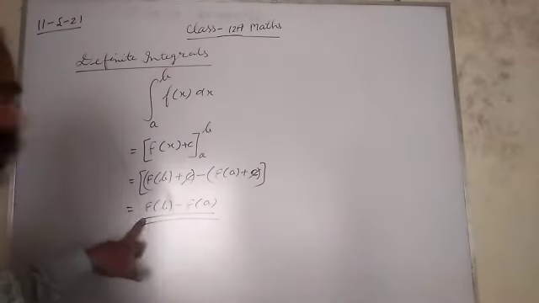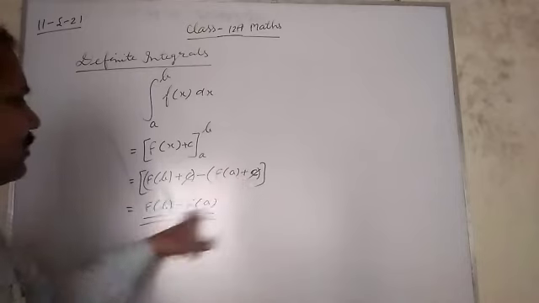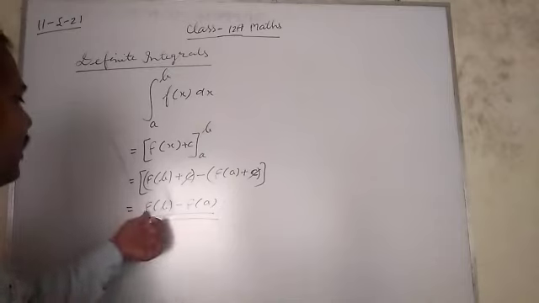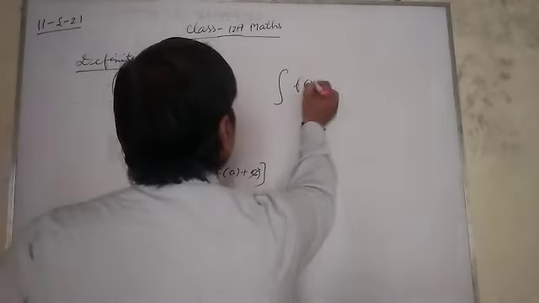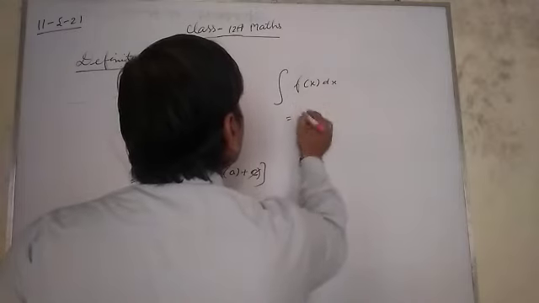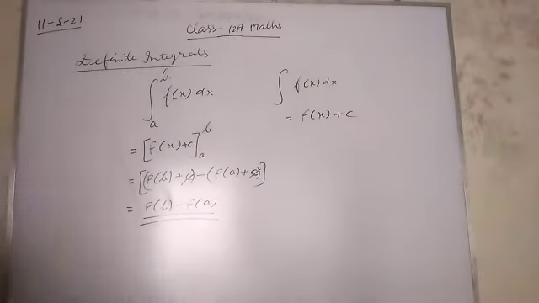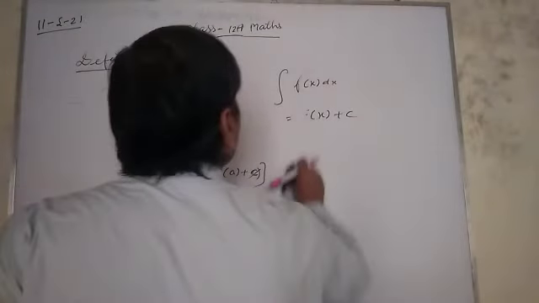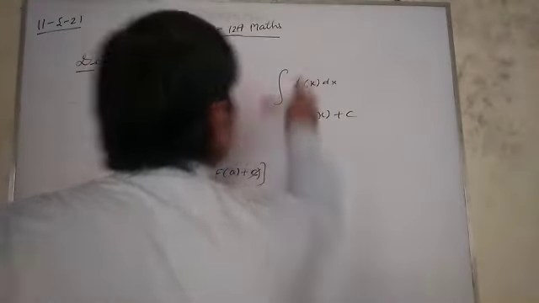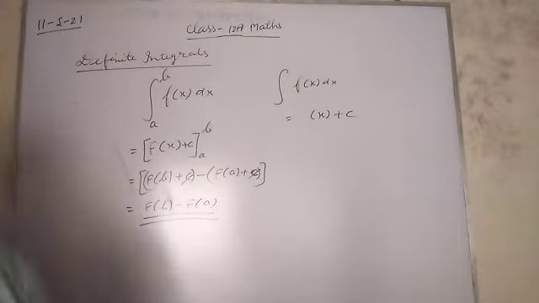Due to that, in definite integrals the constant cancels and does not come. So the integration from a to b of f(x) dx has the value f(b) minus f(a), and without limits, the integration of f(x) dx will be equal to f(x) plus c. This is the difference. Understood? So due to the constant, this is the indefinite integral and this is the definite integral.